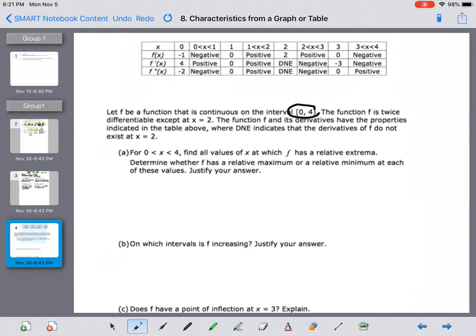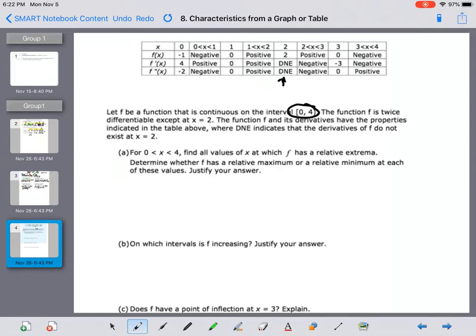So again, here is my domain. I always want to know what my domain is. I'm not going from -infinity to +infinity. I'm going from 0 to 4. The function is twice differentiable except at x equals 2. And we can see that at x equals 2, our first derivative does not exist and our second derivative does not exist. If your first derivative doesn't exist, of course your second derivative is not going to exist as well. The function f and its derivative have the properties indicated in the table above, where D and E indicates that the derivatives of f do not exist at x equals 2.